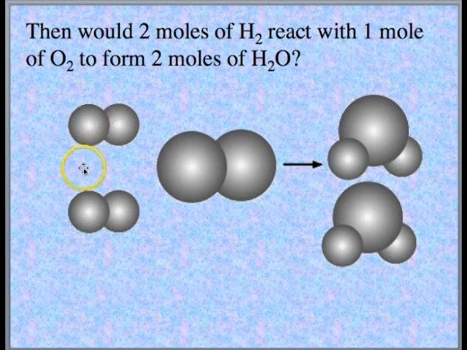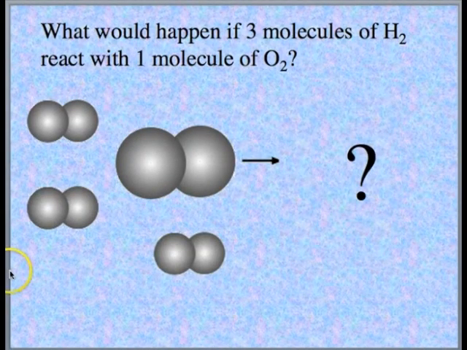So the balanced equation not only tells us what's happening on a molecule level, but it also tells us what happens if we scale it up to a mole relationship. It's still going to be 2 to 1 to 2. Only in this case, with moles, it'll be 2 moles of hydrogen react with 1 mole of oxygen to form 2 moles of water.